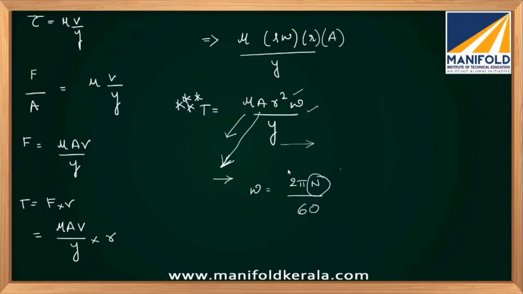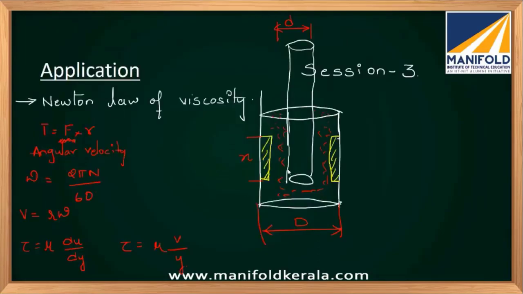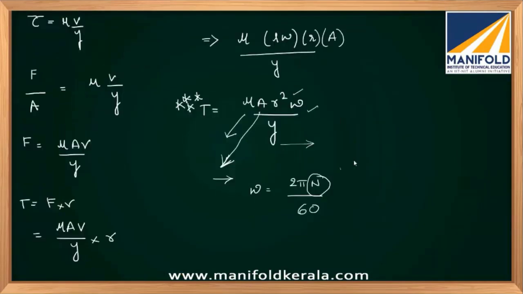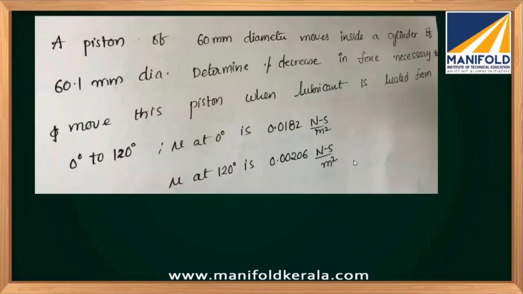I'll make you do one sum based on this. But a very important formula is this: torque produced by the shaft rotating inside the cylinder with a sleeve mechanism. We call these bearing sleeves. So this is about the fundamental formulae. You people can note that mu a r square omega by y is the fundamental formula of a shaft rotating inside the cylinder. This will be an application of Newton's law of viscosity.